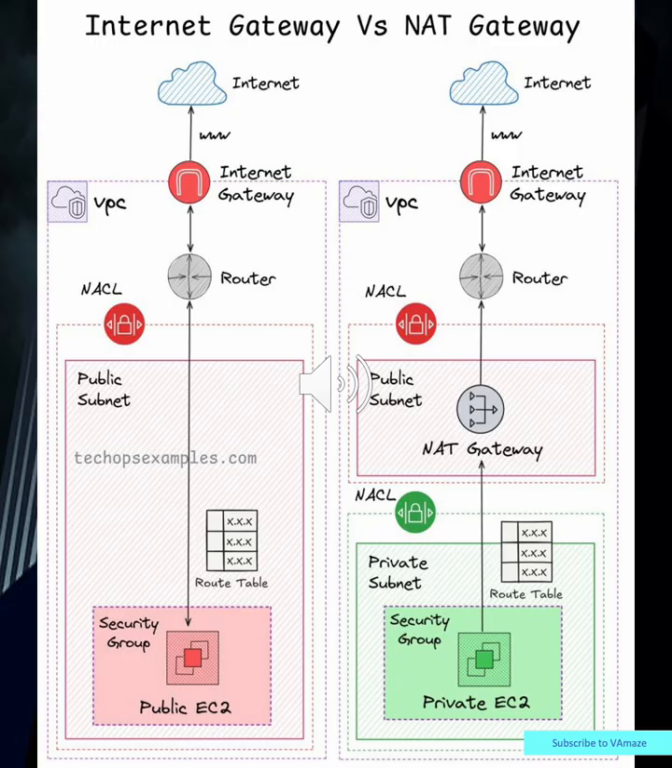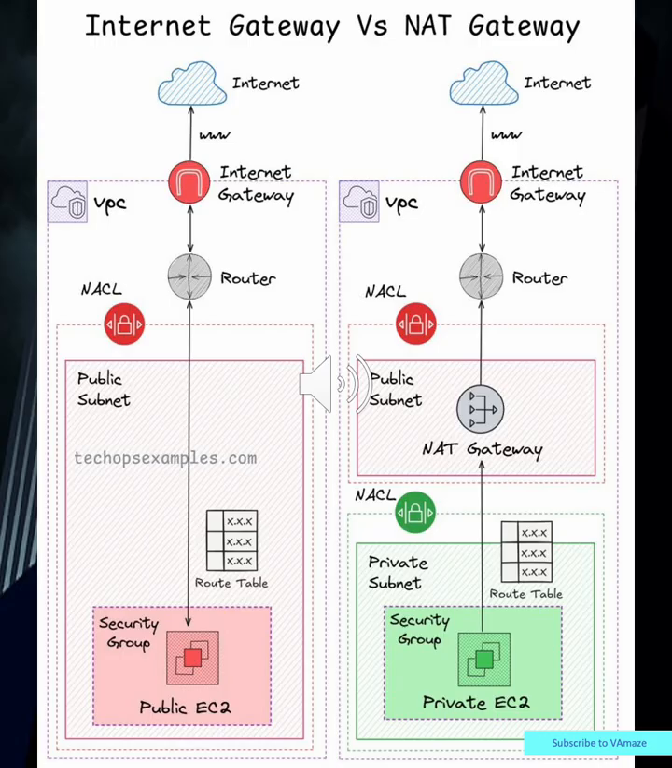How it works? Your Internet gateway sits at the edge of your VPC, connecting directly to AWS's Internet backbone. When you place an EC2 instance in a public subnet with an Internet gateway route, that instance gets a public IP address and can both send traffic to the Internet and receive traffic from anywhere on the web.